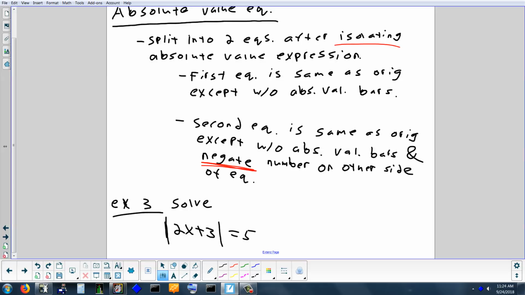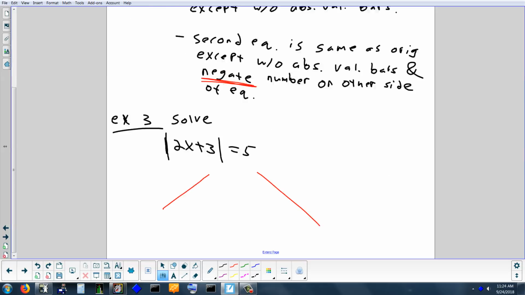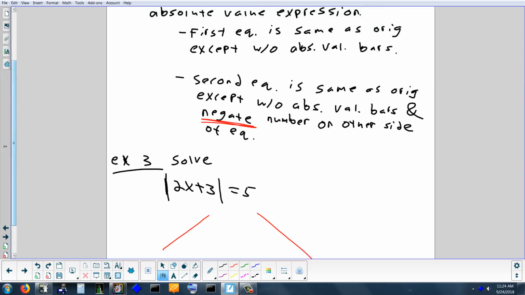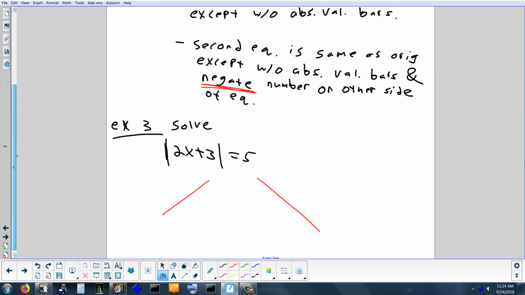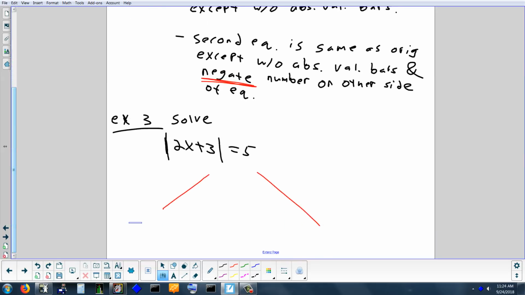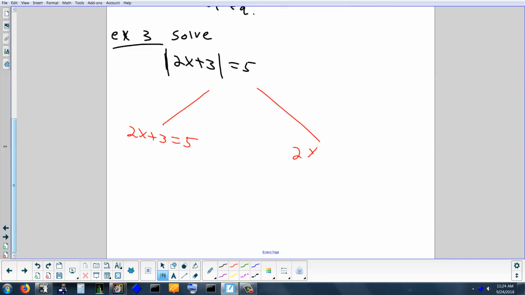Okay, so let's see if we can split this into two problems. First equation, same as the original, except without absolute value bars. So someone think they could give me the first equation? Yeah. 2x plus 3 equals 5. There you go. 2x plus 3 equals 5. Perfect. Okay. And now, how about the second equation? Yeah. 2x plus 3 equals negative 5.